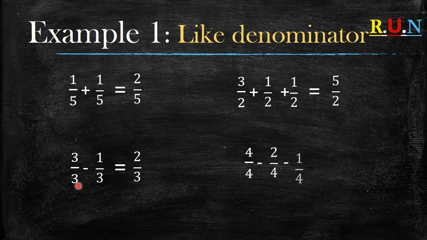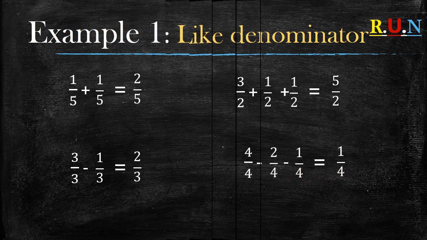Okay? So let's look at the fourth example. 4 over 4 minus 2 over 4 minus 1 over 4. So we say 4 minus 2 minus 1 equals 1 over 4. Denominator stays the same because they are all the same.